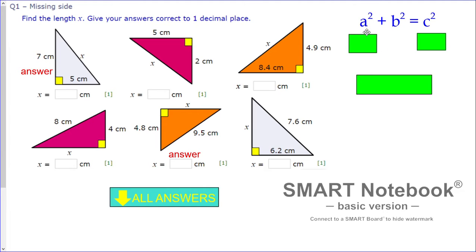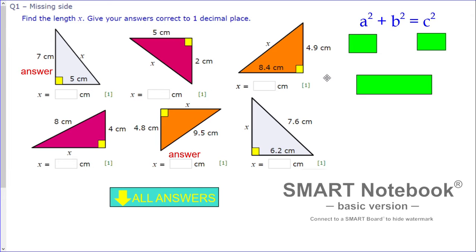Before we start, the Pythagoras theorem is a squared plus b squared equals c squared. A and b are the shorter two sides. So in this triangle, for example, 8.4 and 4.9 are a and b. It doesn't matter which one's which. And the longest side is c, so in this case it would be x. The longest side is across from the right angle, okay?